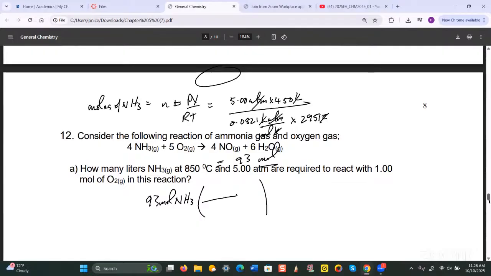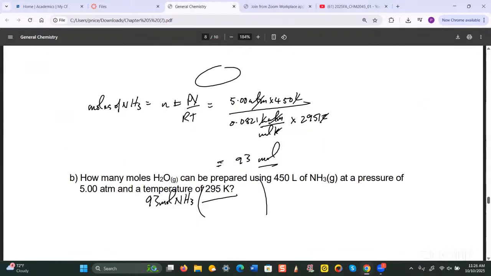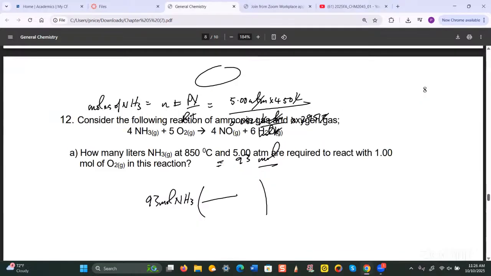Okay, so we're looking at the mole ratio between ammonia and water, right? According to the equation right here, for every 6 moles of water, there's 4 moles of ammonia, right? So the way we would represent that down here is we're going to put 4 moles of ammonia below and 6 moles of H2O above.